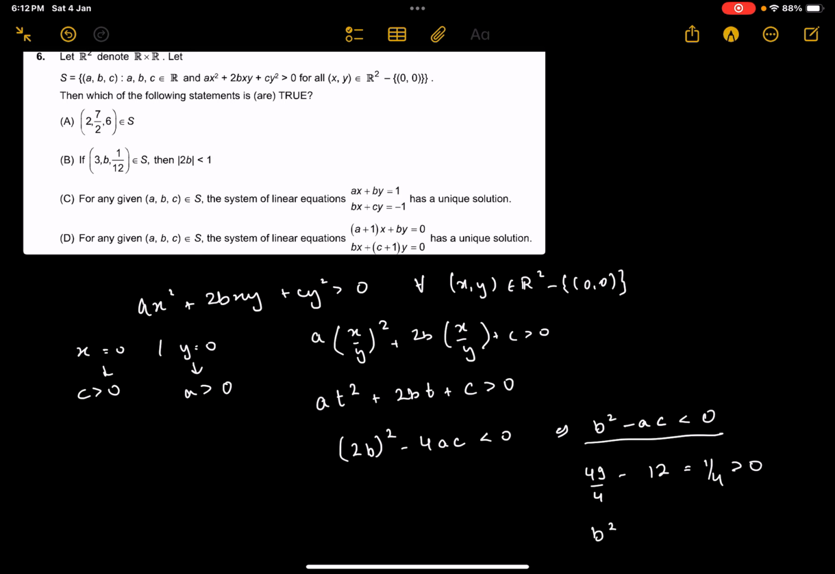Checking for option b, b² minus 3 into 12 is 1 by 4, which is less than 0, which implies mod b is less than half, which implies that mod of 2b is less than 1. So option b is correct.